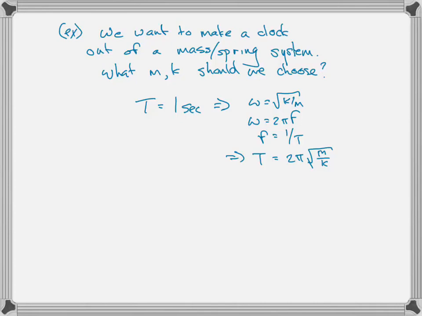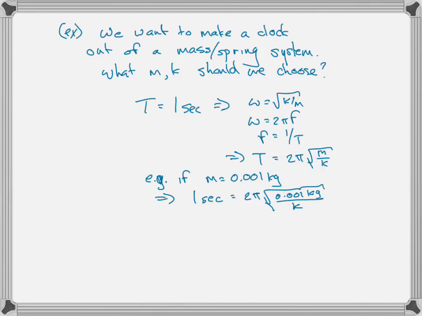And so then it's a question of, if we're talking about a little tiny mechanism in a watch, maybe we're talking about a mass of, I don't know, let's just say a gram. If m equals 1 gram, 0.001 kilogram, therefore 1 second equals 2 pi square root of 0.001 kilogram divided by k. We want to solve for k, and what we get is therefore.